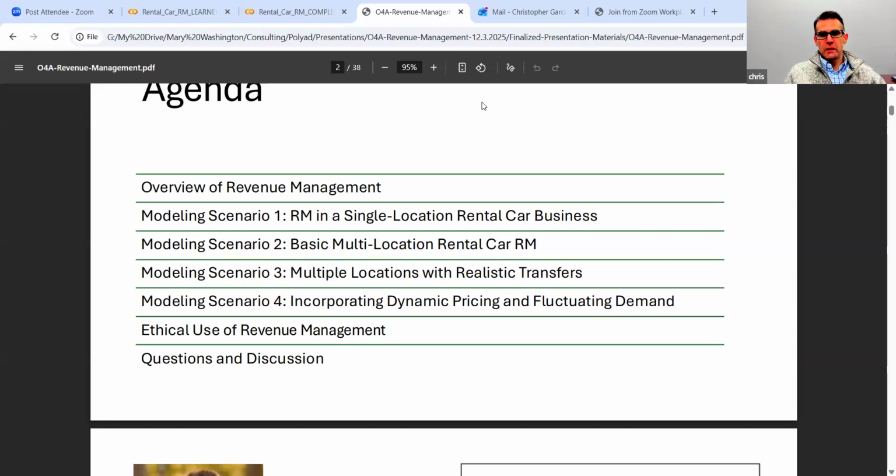So I'm going to spend a little bit of time talking about what revenue management is in general, and then we're going to move on to a series of scenarios here. We're going to start with a very simple scenario, again, looking at the rental car business.